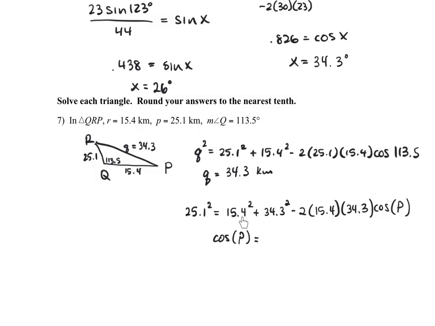Then just need to subtract, divide over here, turn this into a quantity, and then use inverse cosine. So subtracting the 15.4 and the 34.3 squared and then dividing by -2 times 15.4 times 34.3, that gets 0.7417. So inverse cosine of that gives us a value for P in degrees, of 42.1 degrees.